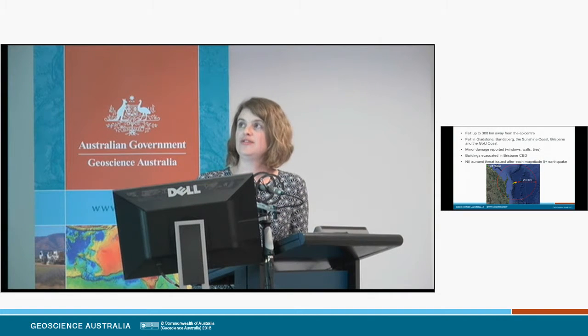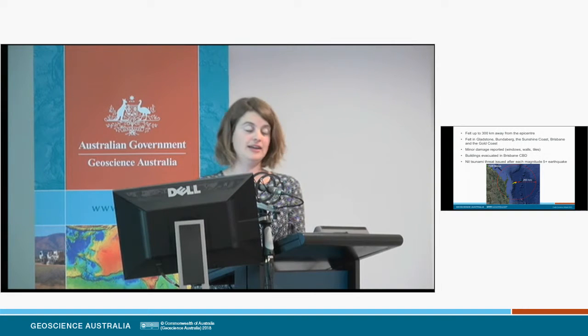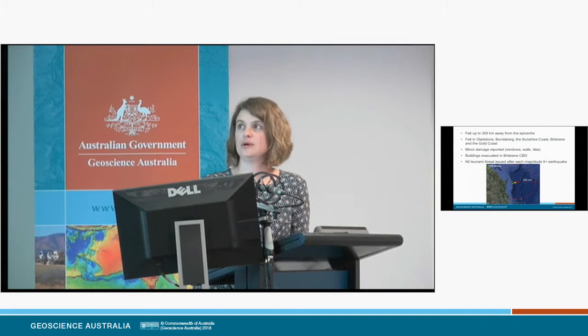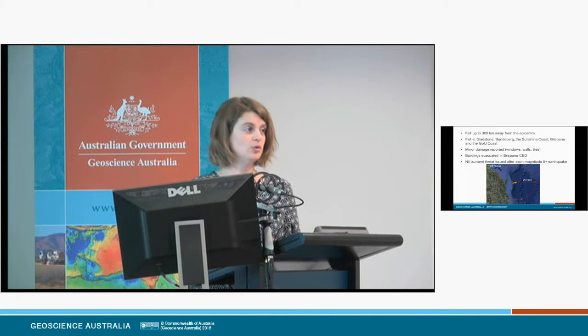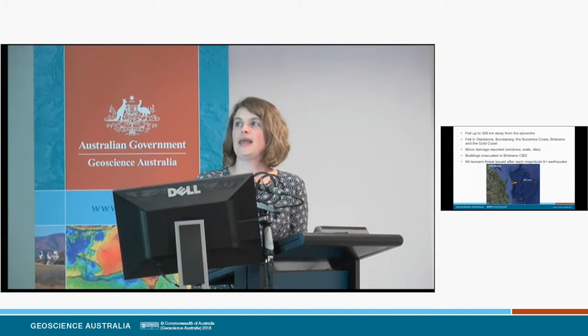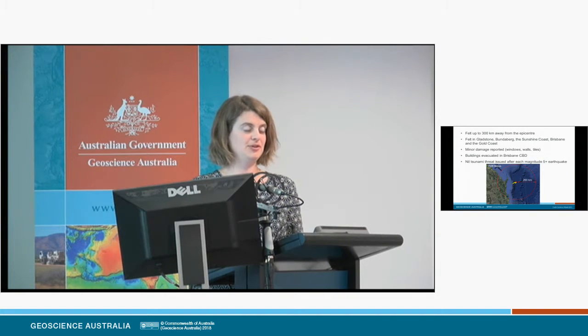So this event was felt 300 kilometres from the epicentre, from Gladstone in the north and down to the Gold Coast as well. There was minor damage reported in some of the areas closer to the epicentre along the coast, with cracks to windows, walls and tiles. And buildings were even evacuated in the Brisbane CBD for the magnitude 5s.